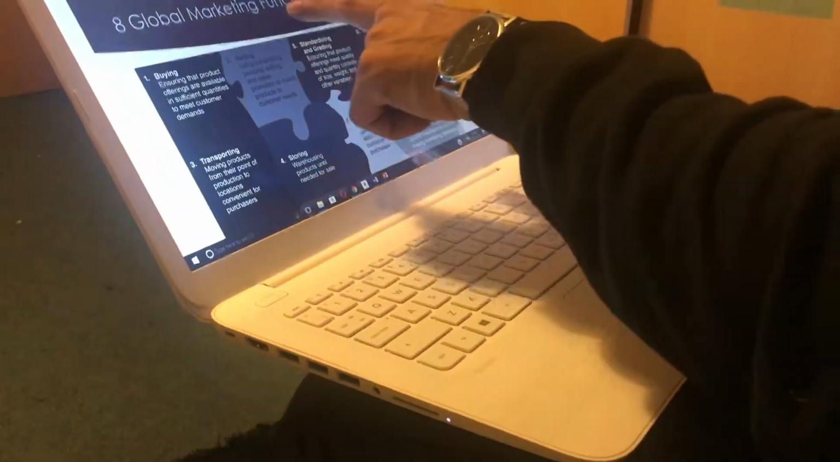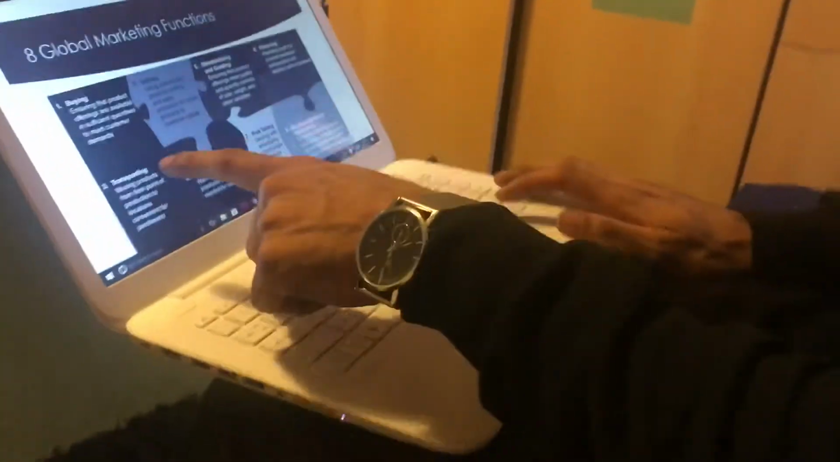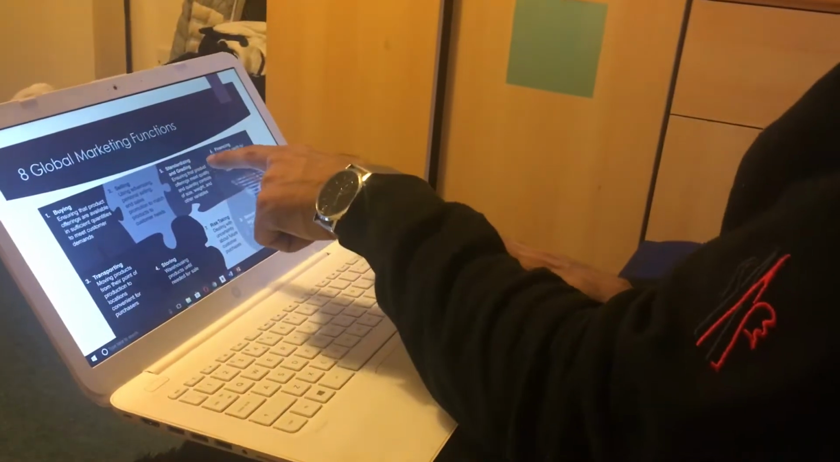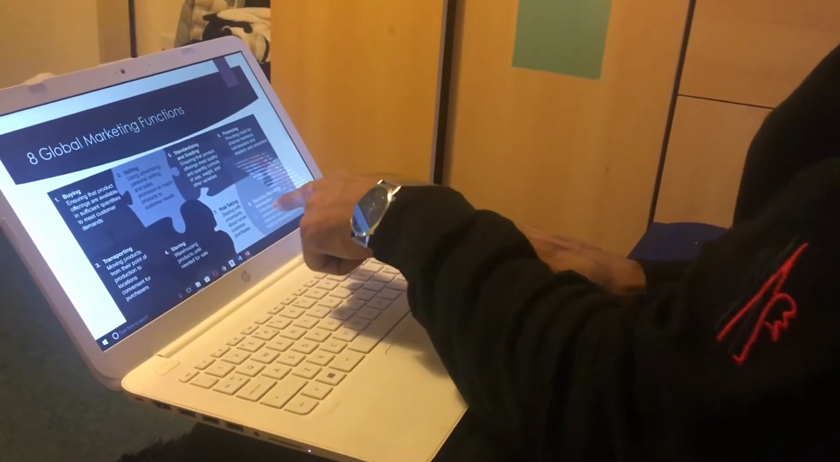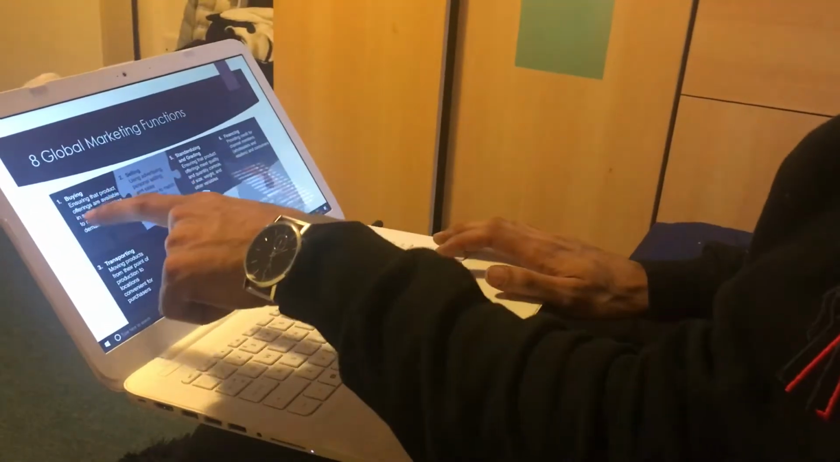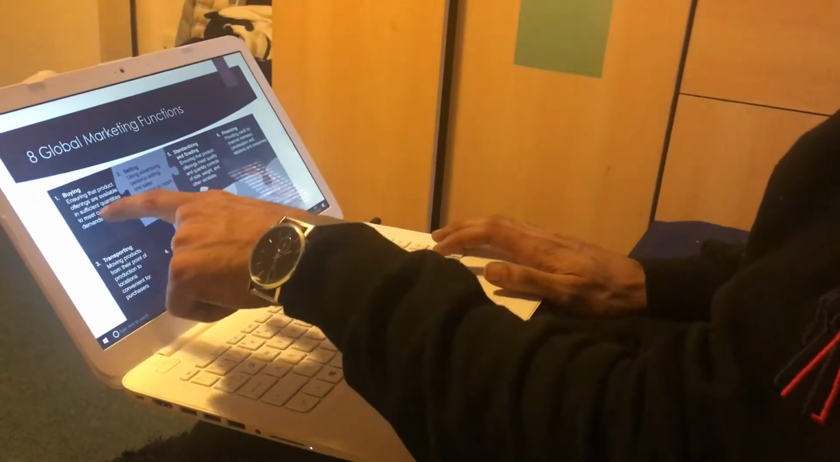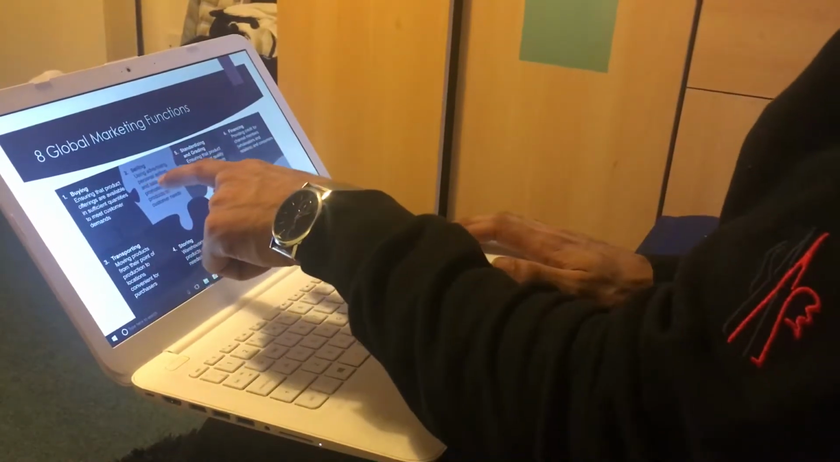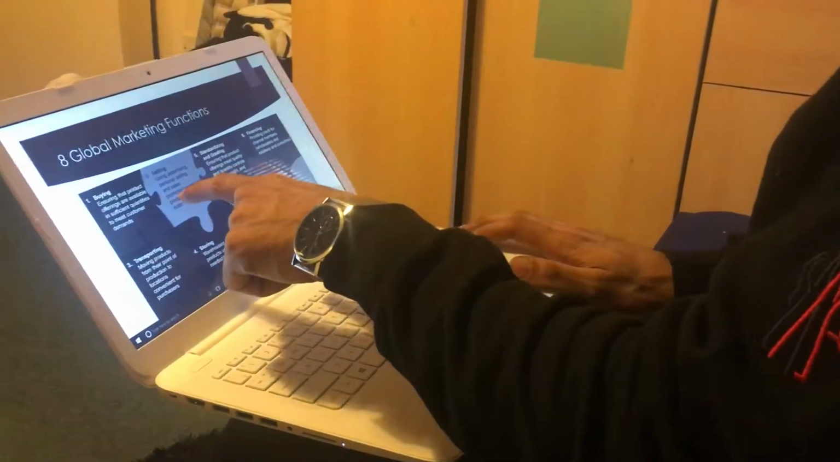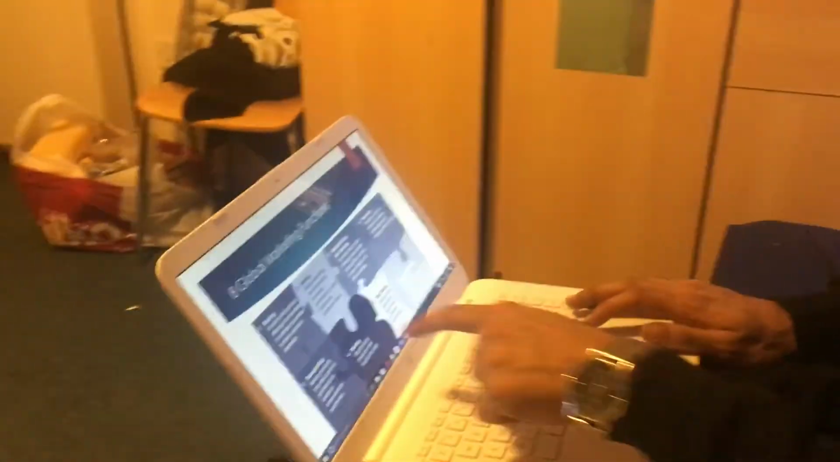These are the 8 global marketing functions: buying, selling, transporting, storing, standardizing and grading, risk-taking, financing, securing marketing information. Buying: ensuring that the product offerings are available in sufficient quantities to meet customer demands. Selling: using advertising, personal selling and sales promotion to match the product to customer needs.